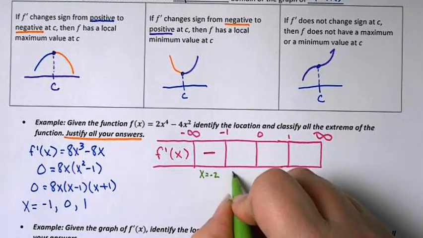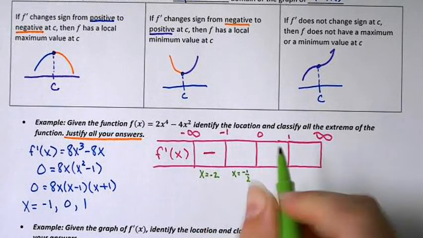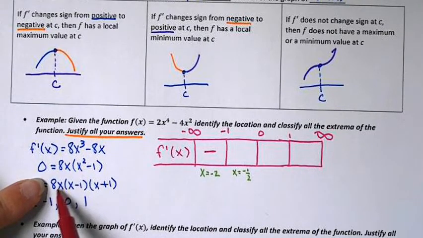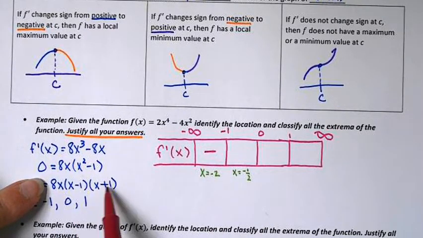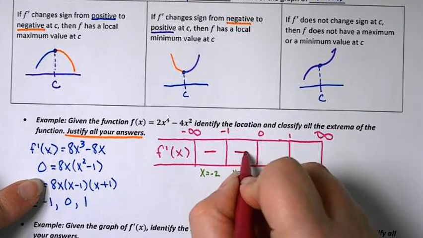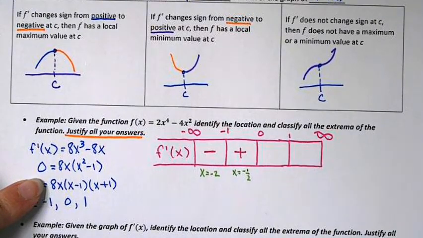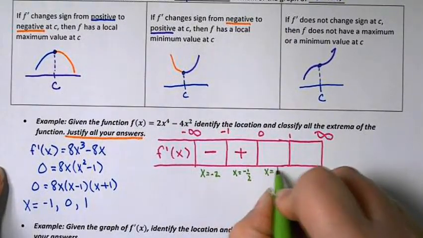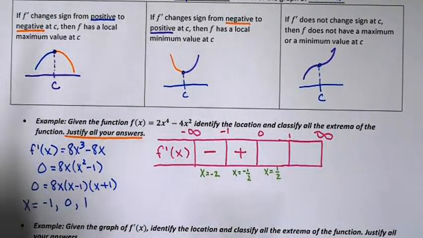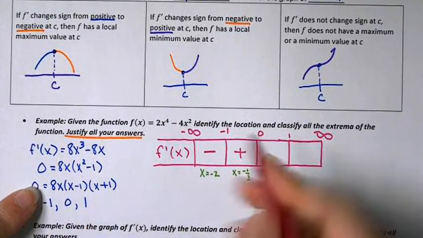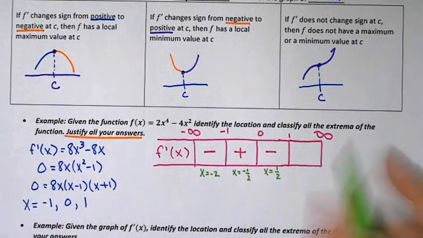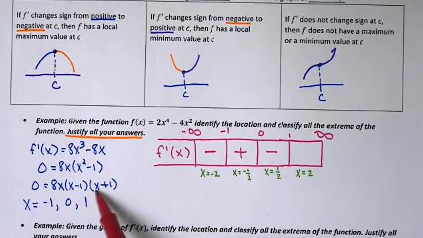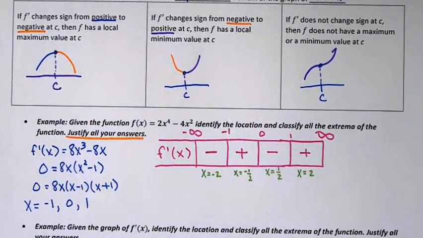And then let's say I was plugging in something like negative 1/2. I need to be between 0 and negative 1. So negative 1/2 in here would give me a negative times a positive, which means on this interval we are positive. Then if I were to plug in a positive 1/2, we would have a positive times a positive, so that would be a negative overall. And then x equals 2 would give me a positive, so this interval is positive.